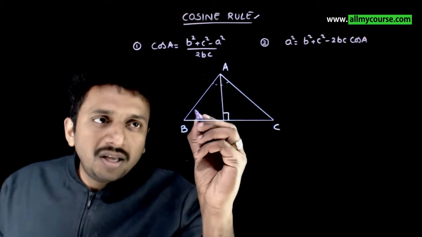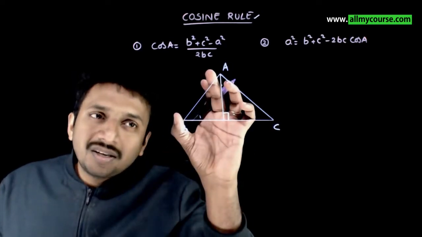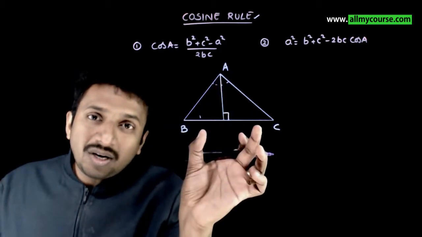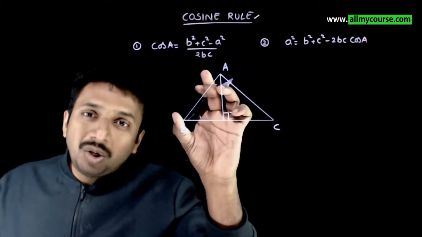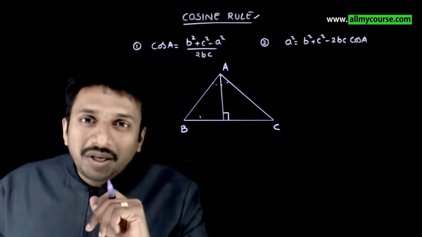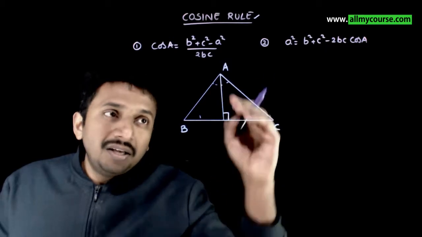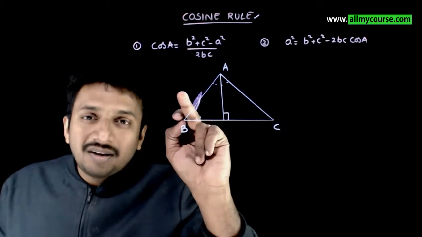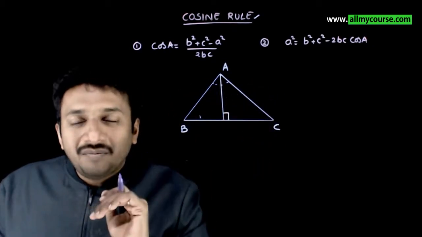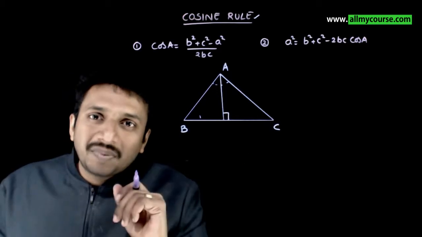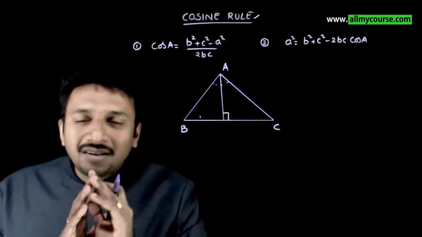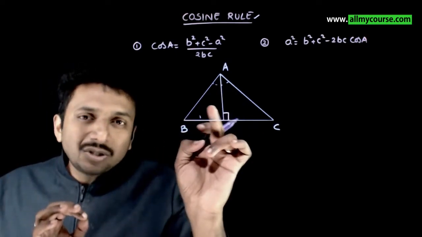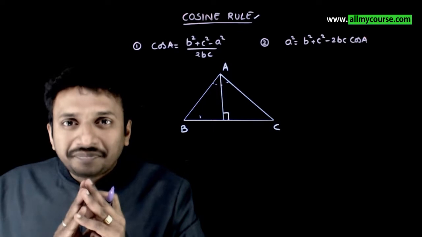Similarly, if you want cos B, you just need to write c square plus a square minus b square by 2ac, which gives you the value of cos B. If you want cos C, a square plus b square minus c square by 2ab will be the value of cos C. So if three sides of a triangle are given, the cosine rule gives you the formula to find each of the angles of the triangle.